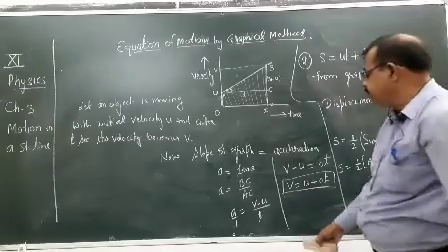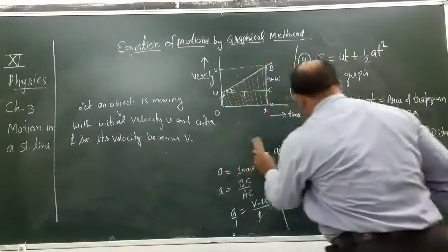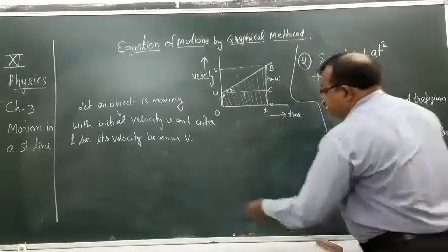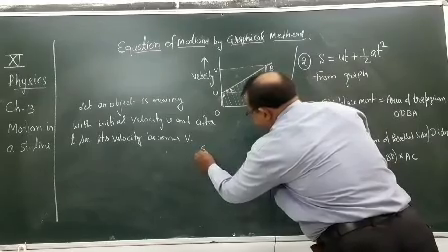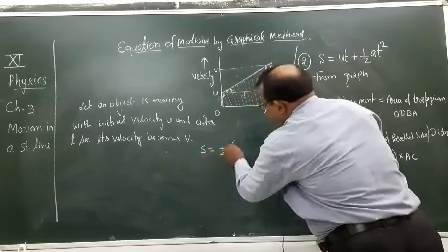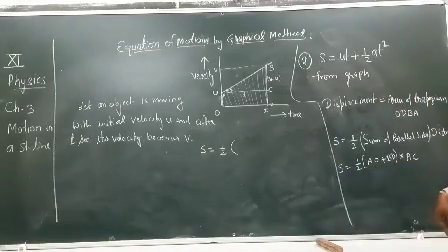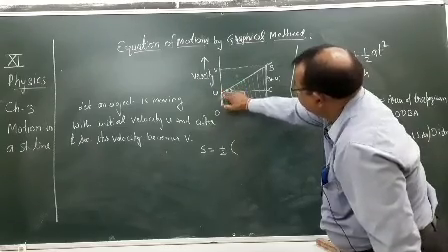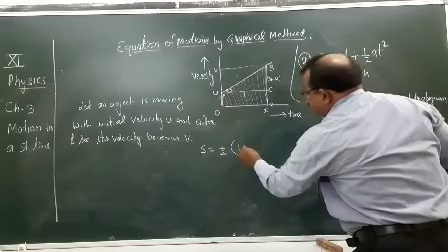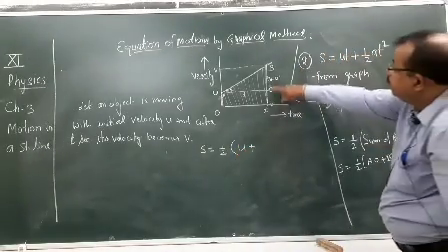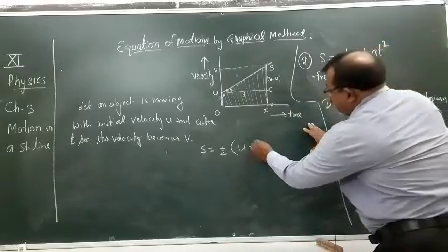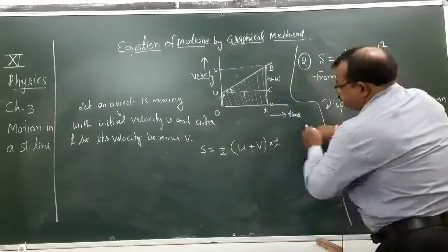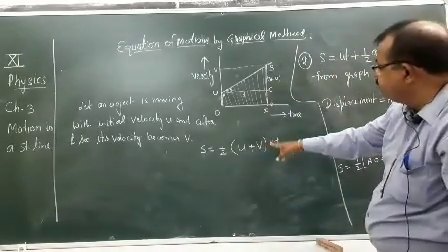Now putting the value of all these things, see here, distance or displacement S equals to 1 by 2 in bracket OA and BD. What is OA? This is OA and this will be U, from O to A, plus BD, this distance is V, into AC, AC is T. So S equals to 1 by 2 U plus V into T.